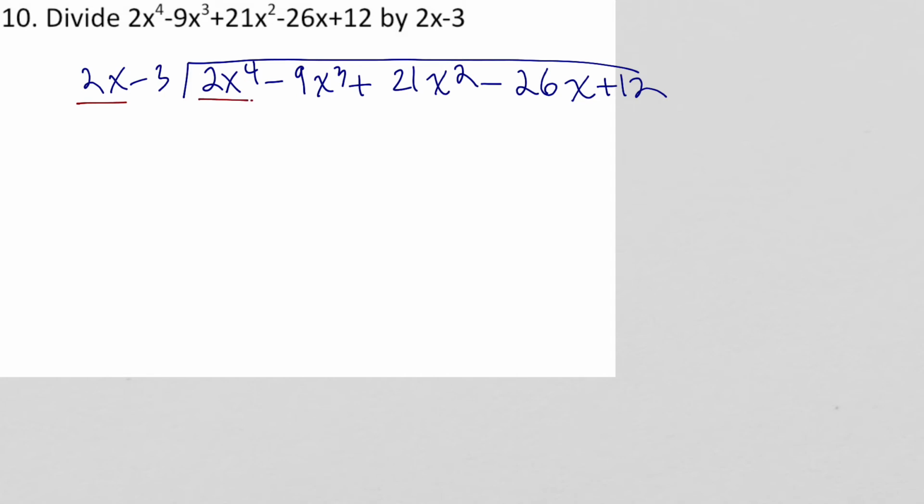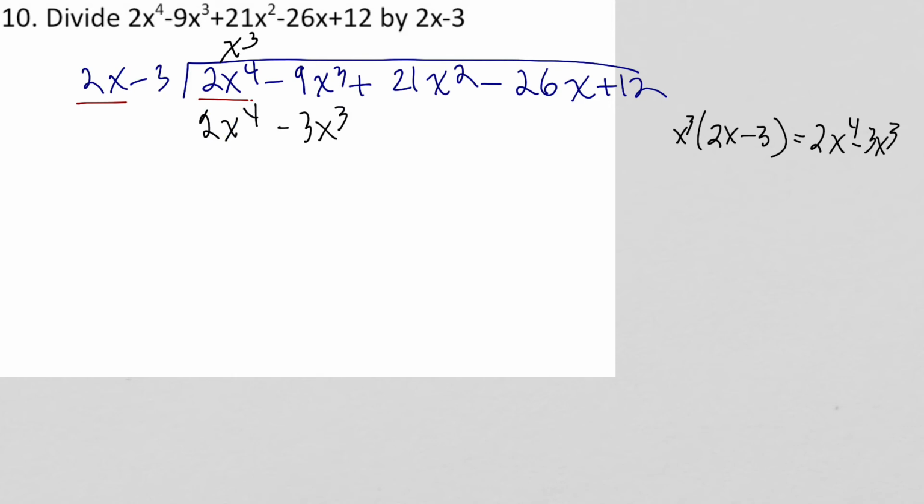2x times what is going to give me 2x to the 4th? I definitely need 3 x's, so that's x cubed. And then somewhere on the side, you could multiply x cubed times the 2x minus 3. That helps you out, and that gives me 2x to the 4th minus 3x cubed. So I'm going to write that underneath in the like term areas. I'm going to put that in parentheses because we are subtracting them. So the 2x to the 4th minus that one cancels.